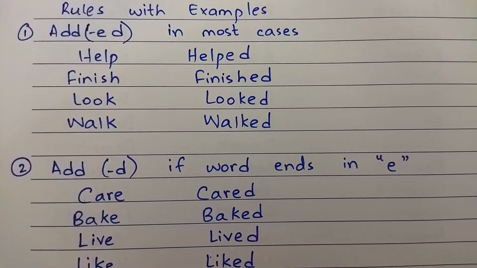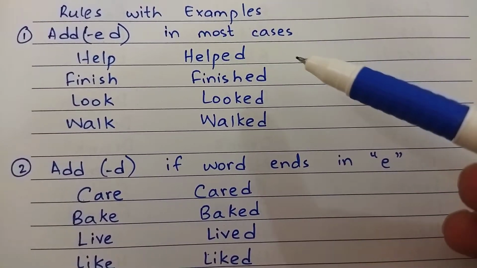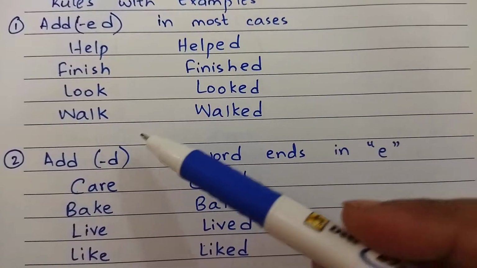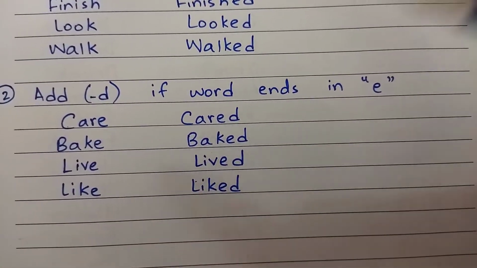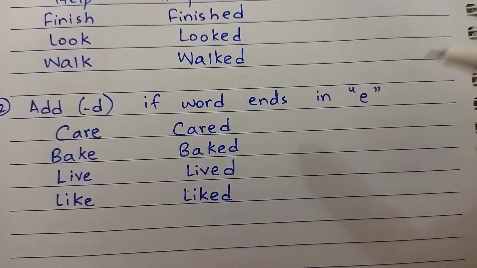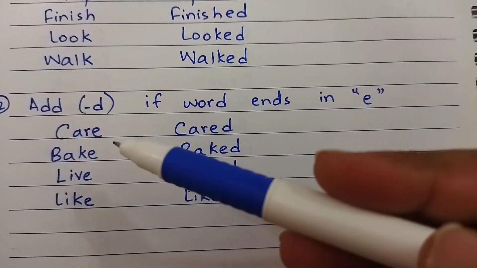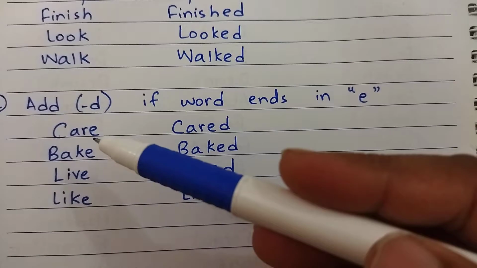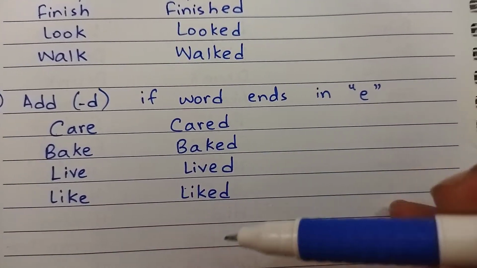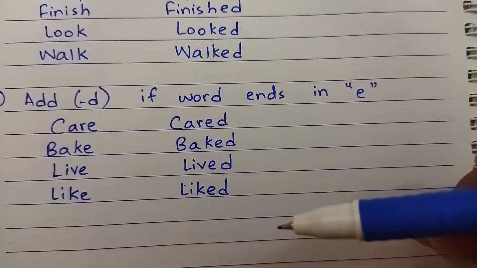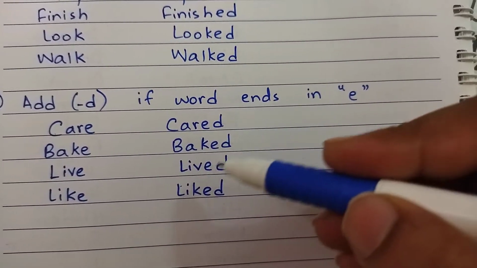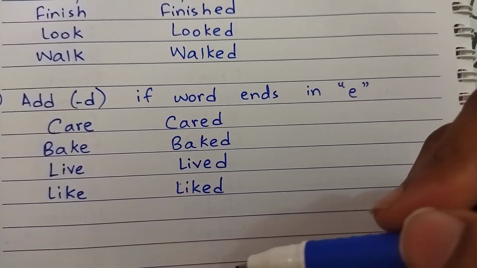I have already told you that in most of the cases what we need to do, we just need to add ed at the end of the main verb. Rule number 2 is we need to add just D if the word ends in E already. If there is an E at the end of a main verb, all we need to do is add D at the end of the regular verbs. We are talking about regular verbs where we need to see just ed at the end of the second form of verb and third form of verb.